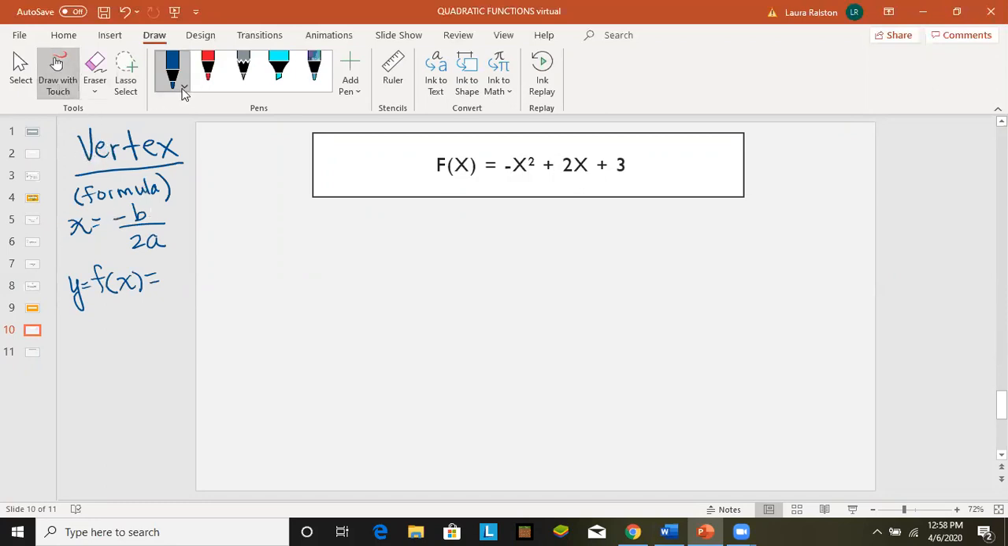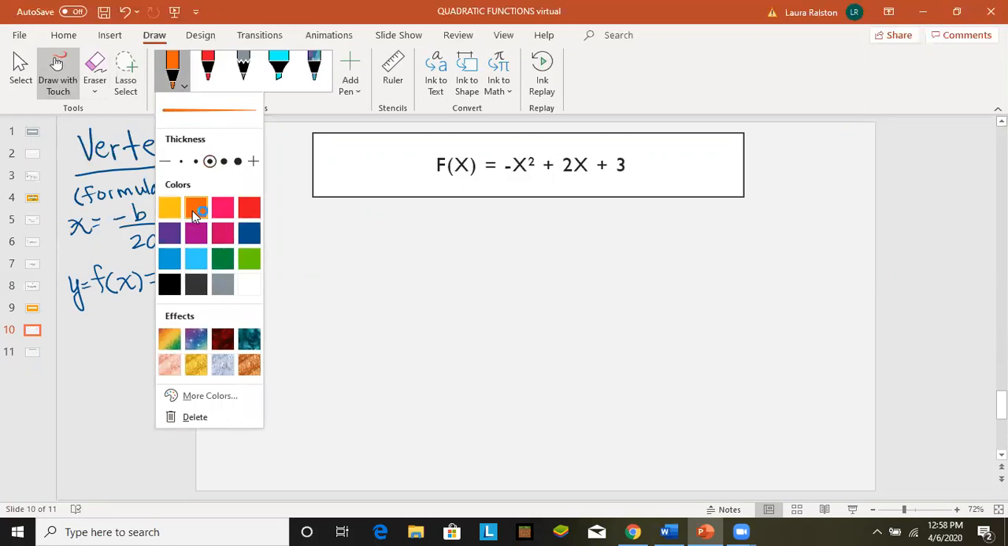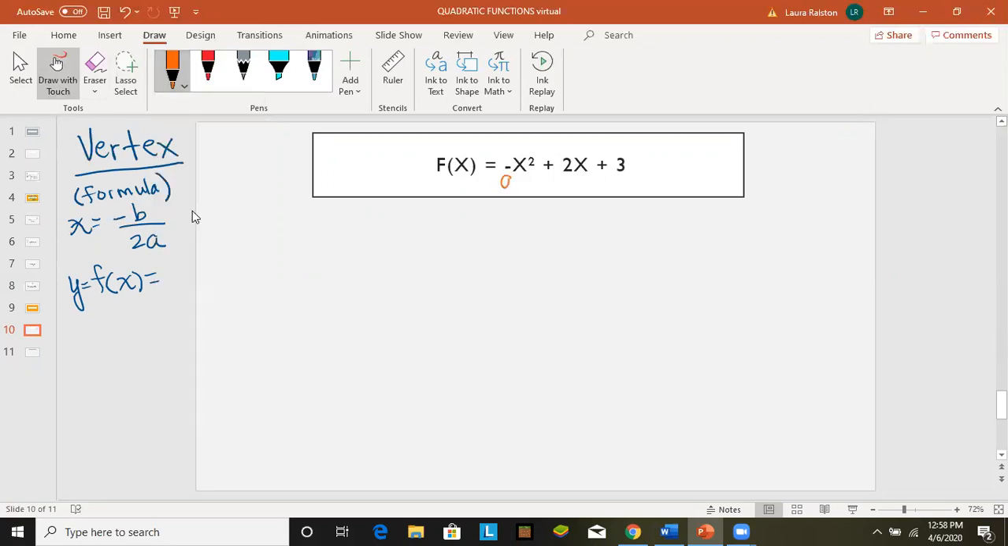So I'm going to identify a, b, and c. A is always the number in front of the squared term, which in this case is an understood -1. B is the number in front of the x, and C is the constant. We're going to plug and chug.